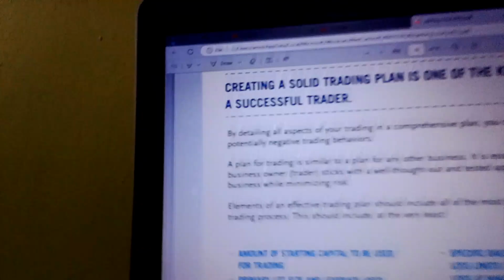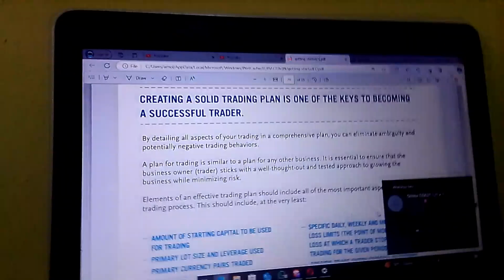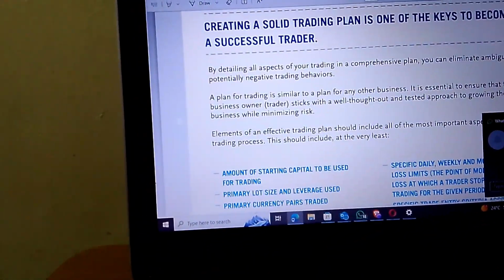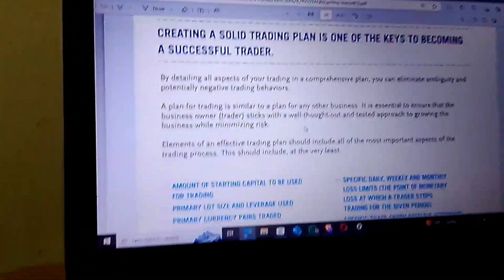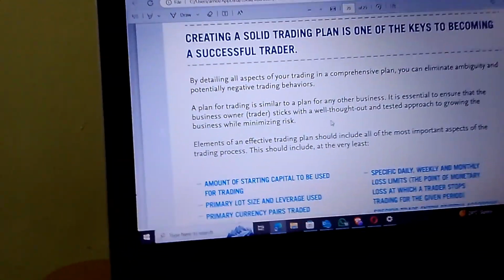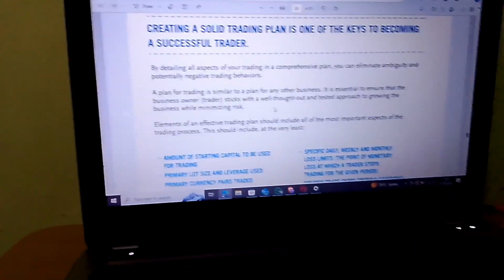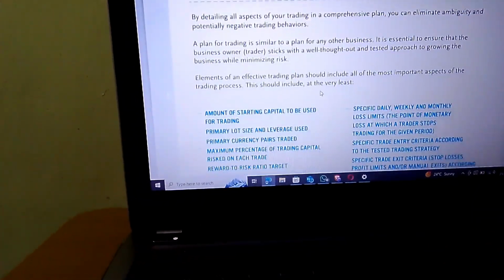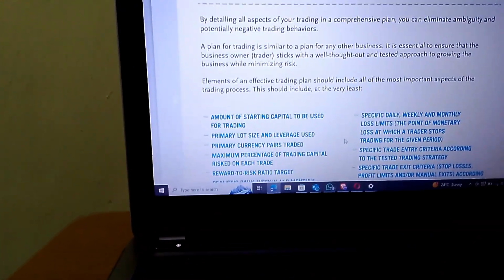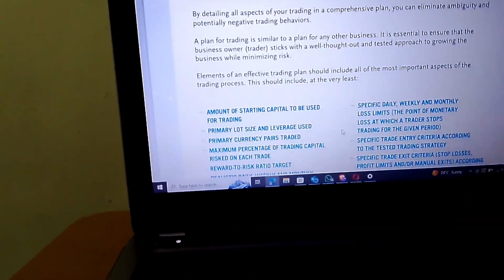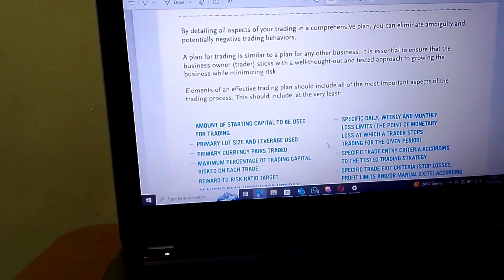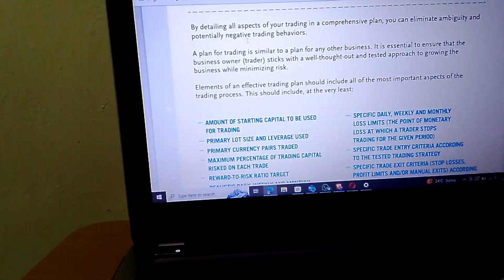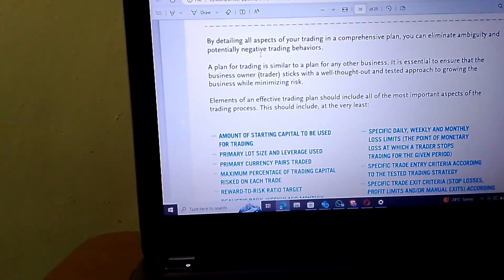So you need to develop your trading plan to ensure that you trade successfully. You don't need to have negative trading behaviors, such as trading hunger, or being selfish, and you should have good trading behaviors. They call it positive trading behaviors. That's just what I've said, because here it's written negative trading behaviors.